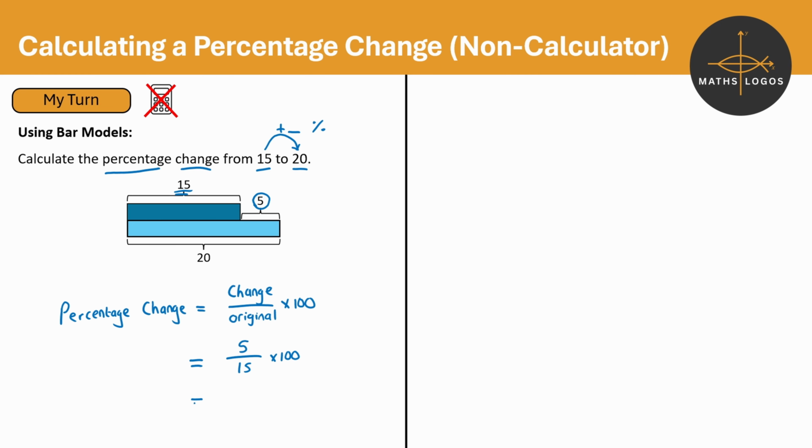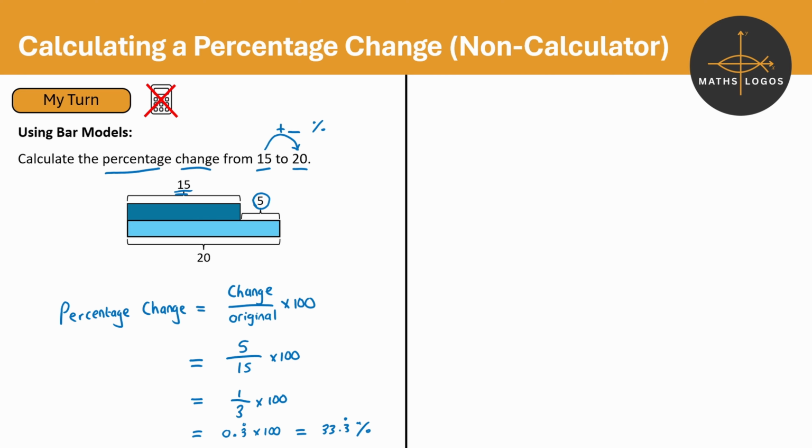This is a non-calculator question, so I'm going to go ahead and simplify my fraction by dividing by 5 on the numerator and 5 on the denominator, and it gives me 1/3 multiplied by 100. 1/3 is one of those decimals that we need to know. It's 0.3 recurring multiplied by 100. And if I do that, it gives me an answer of 33.3 recurring percent.